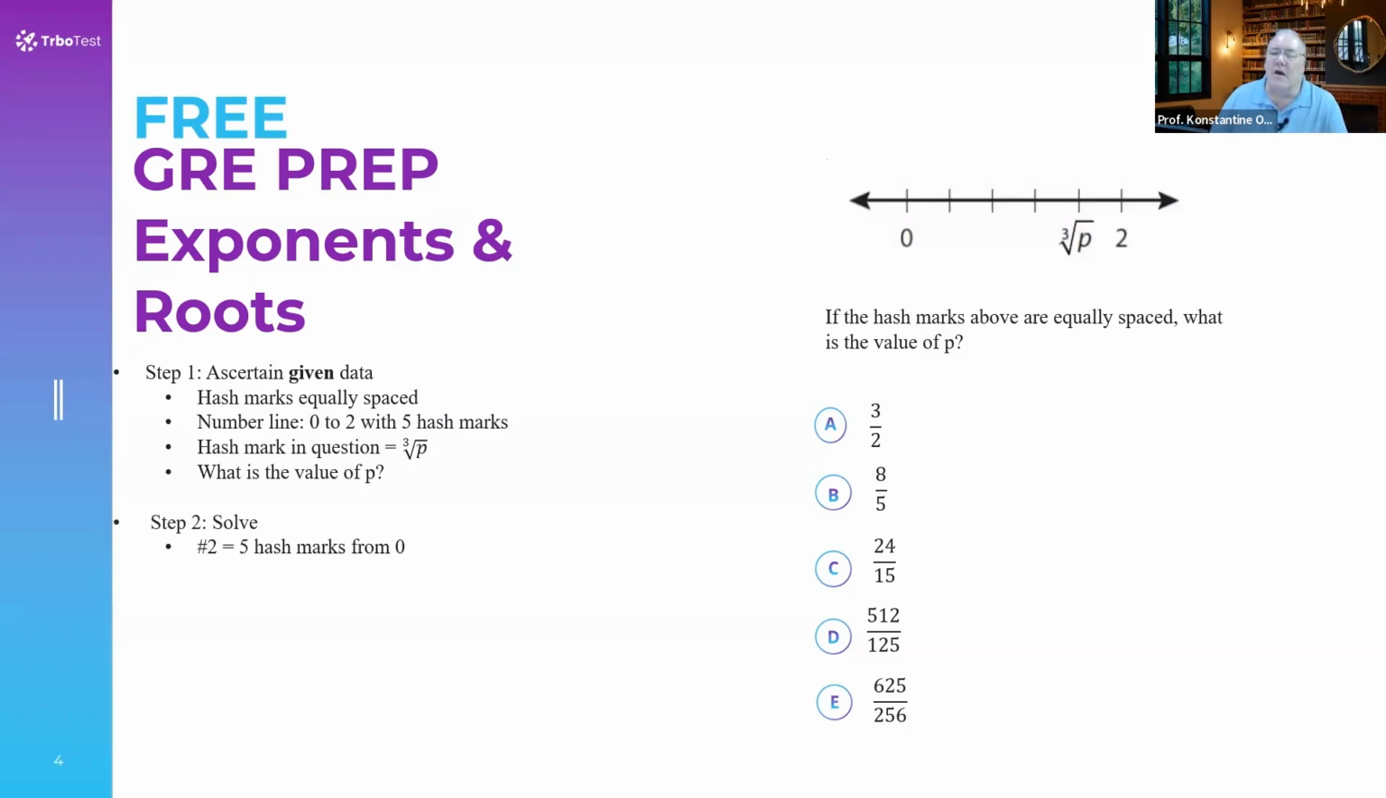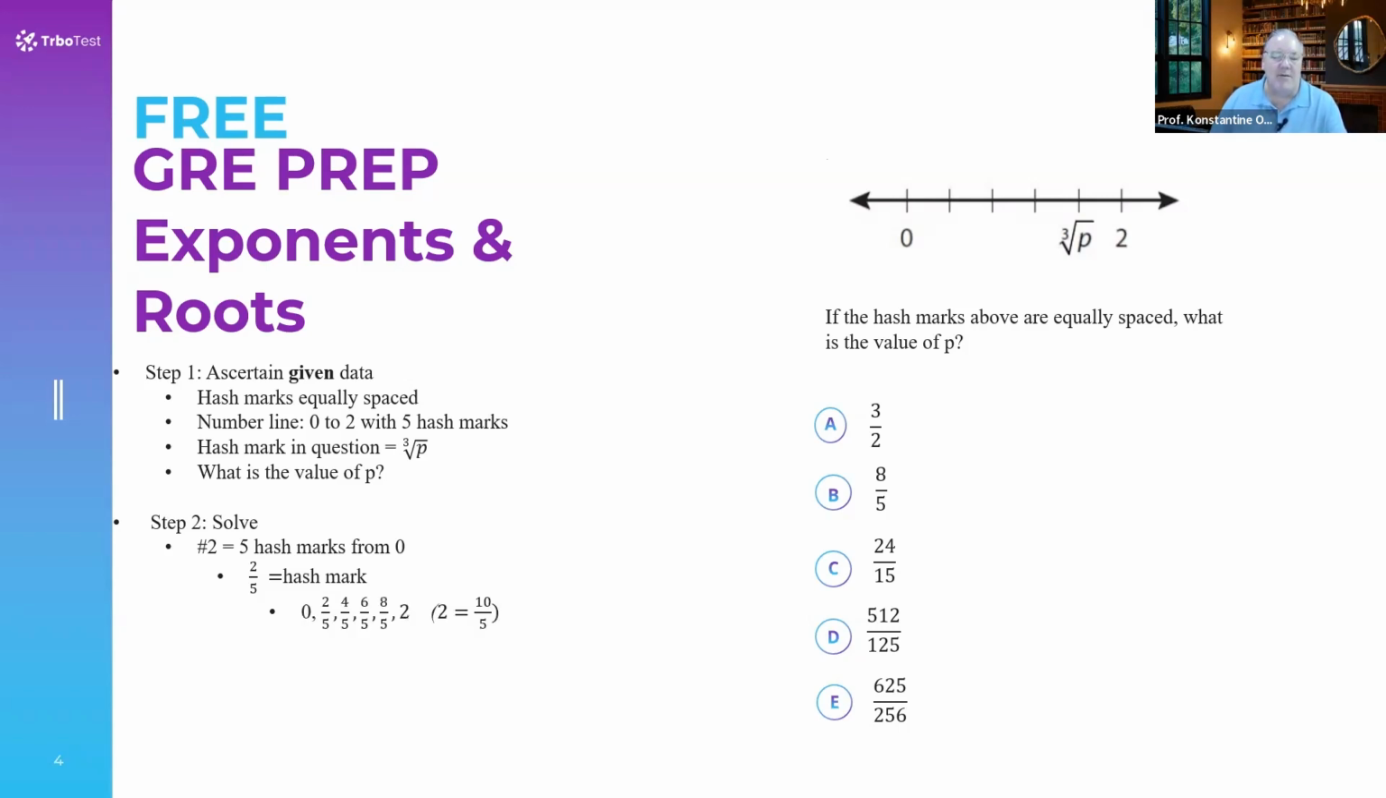Let's solve. If the number 2 equals 5 hash marks from 0. Let's count them. 1, 2, 3, 4, 5 hash marks from 0. Okay, then put the 2 over the 5. It gives us an answer now. We can divide the 2 over 5 into hash marks, and we can figure out exactly what every hash mark means.